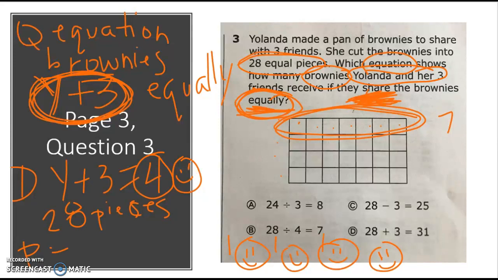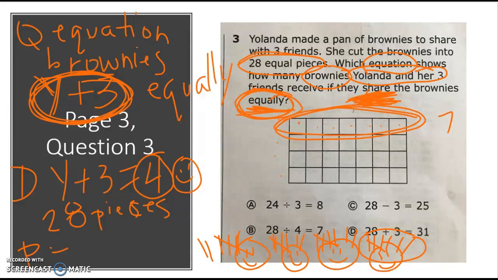1, 2, 3, 4, 5, 6, 7, 8, 9, 10, 11, 12, 13, 14, 15, 16, 17, 18, 19, 20, 21, 22, 23, 24, 25, 26, 27, 28. Oh, I see each person got 7, and they wanted an equation.